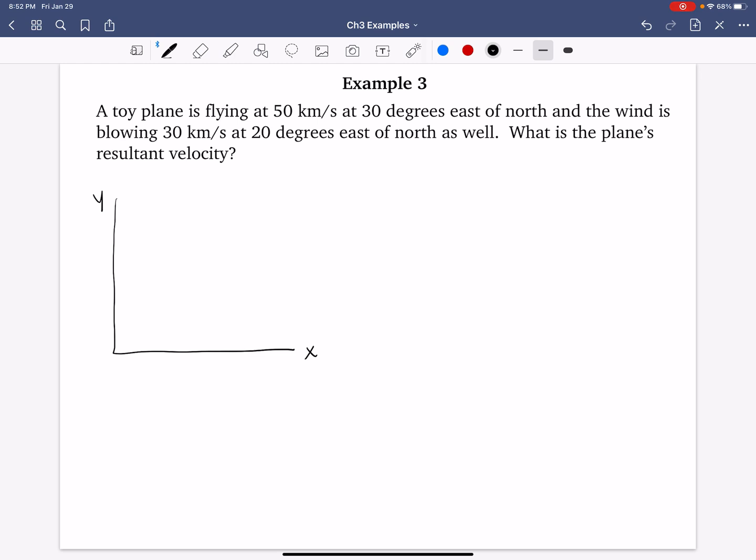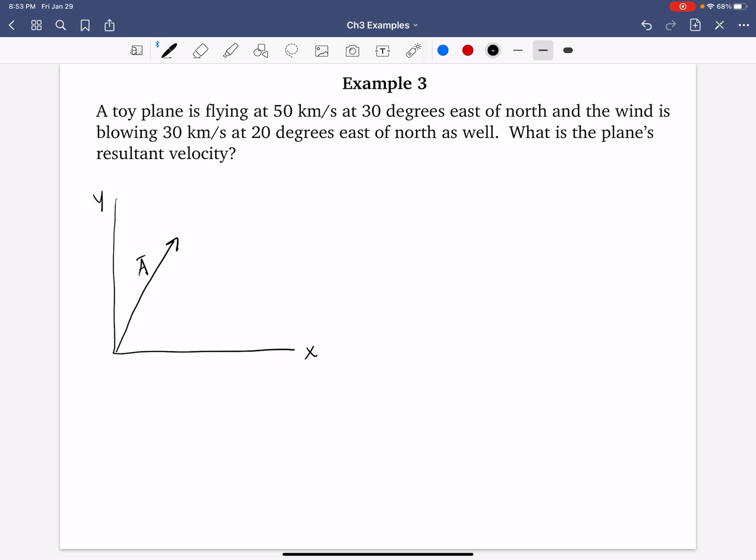We ultimately want to find the resultant velocity, right, of the wind pushing against the plane. So the plane's vector is about 50 kilometers per second at an angle 30 degrees east of north. The complement is 60 degrees north of east. So let's see here if I can do this correctly. So about 60 degrees, something like that, maybe? Okay, maybe. Let's say that's vector, again, we'll call it A.